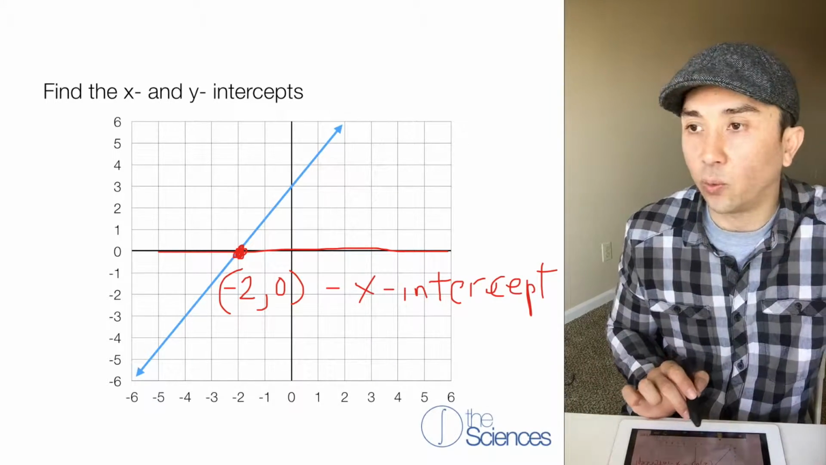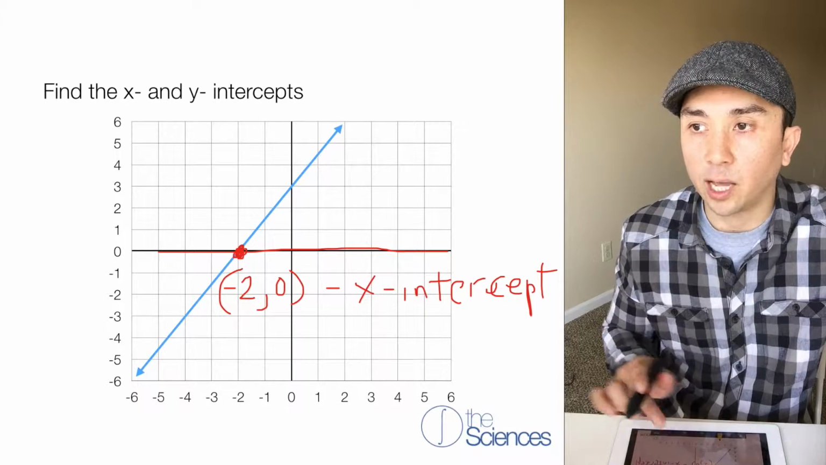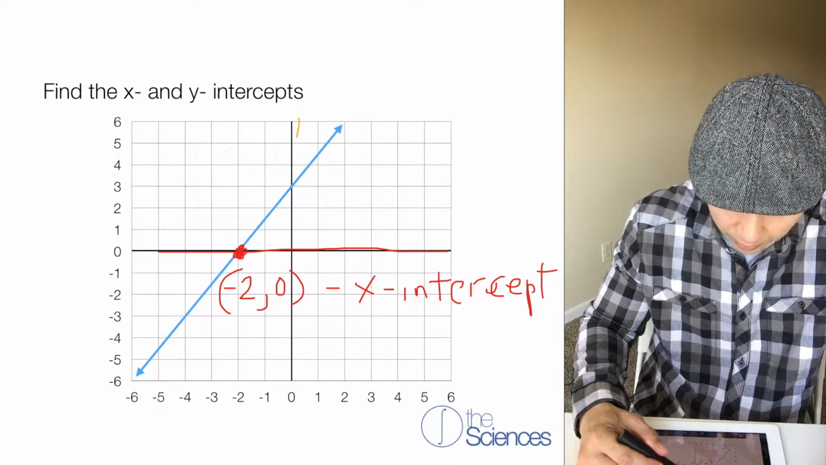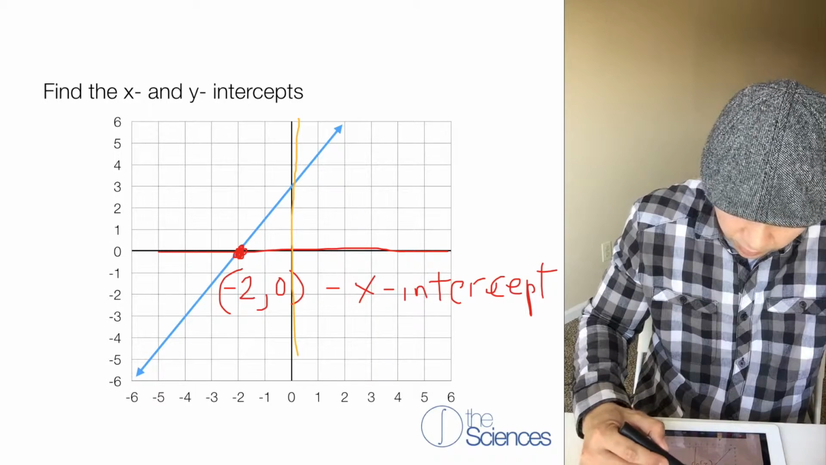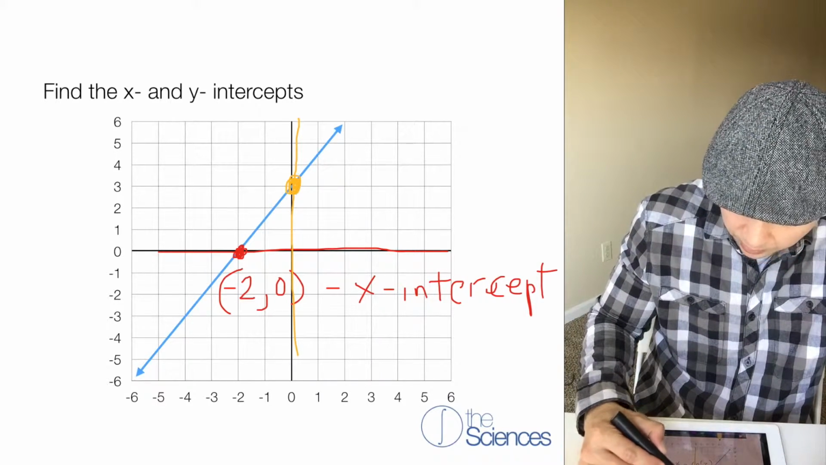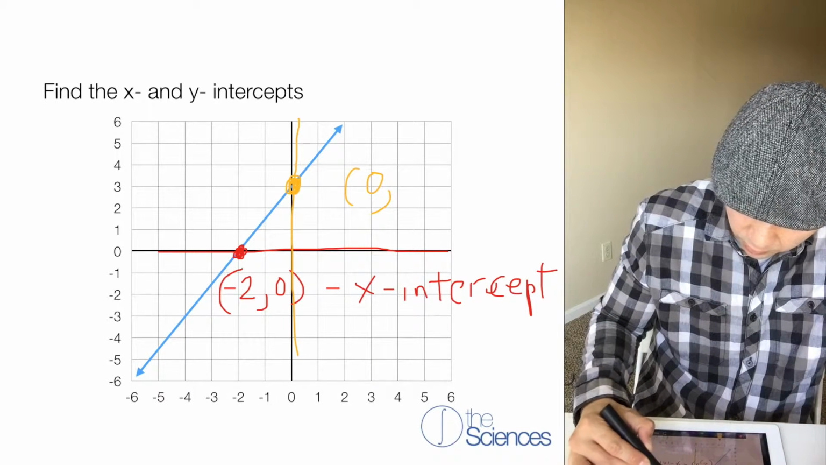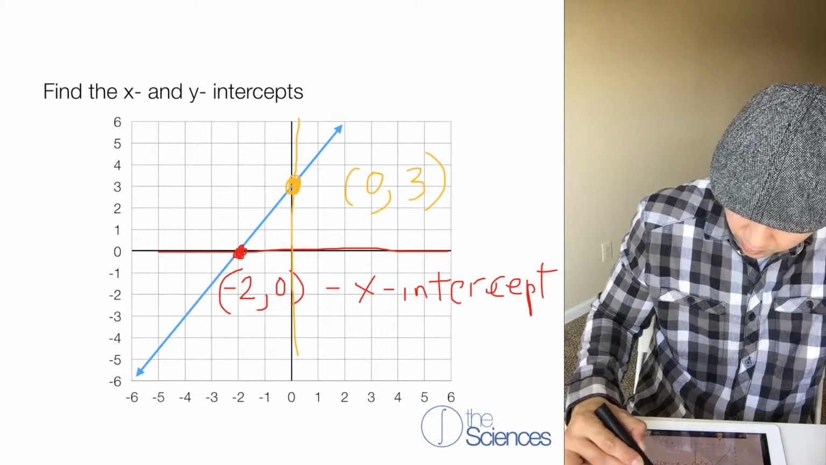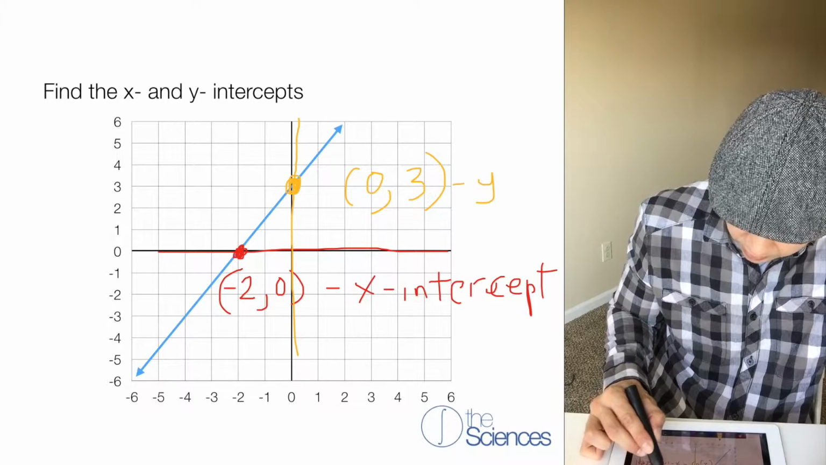Now let's find the y-intercept. It's the point at which it crosses the y-axis. Here it crosses the y-axis at point 0, 3. So that's the y-intercept.